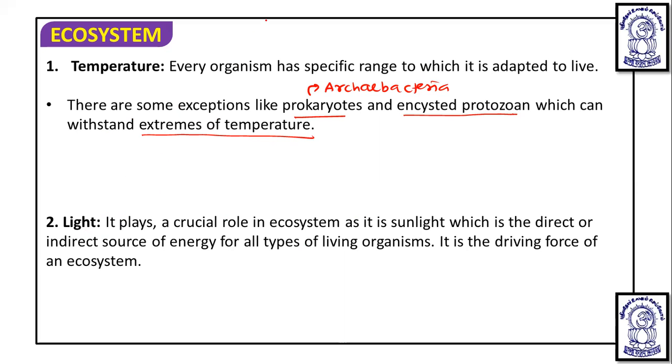Same way, if we talk about light, it plays a crucial role in the ecosystem, as sunlight is the direct or indirect source of energy for all types of living organisms. So it is one of the important abiotic components, and it is a driving force of an ecosystem, because energy is required everywhere. Whatever process you study needs energy. Without energy, it won't happen in living nature. So light is a source of energy.